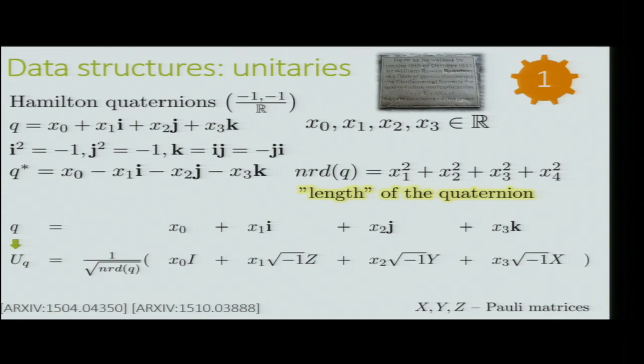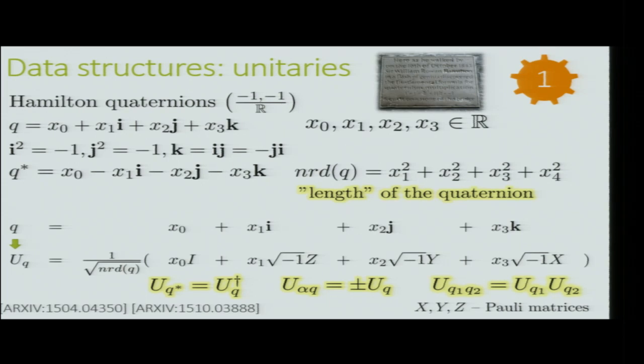Once we have quaternions, we can go to unitaries. How do we do it? We first map each of the basis quaternions to the corresponding Pauli matrices, and then normalize by the length. This is the definition of the map going from Hamilton quaternions to elements of SU2.